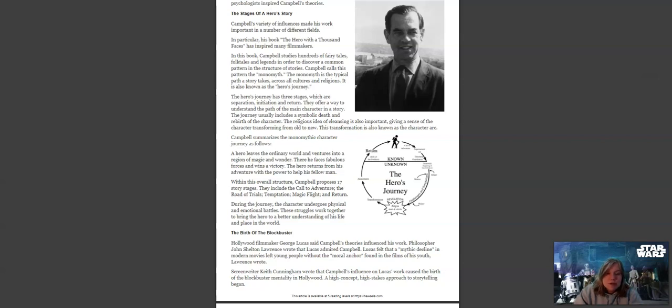Campbell summarizes the monomythic character journey as follows. A hero leaves the ordinary world and ventures into a region of magic and wonder. There he faces fabulous forces and wins a victory. The hero returns from his adventure with the power to help his fellow man.